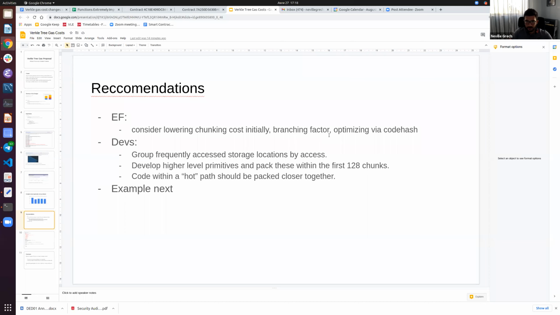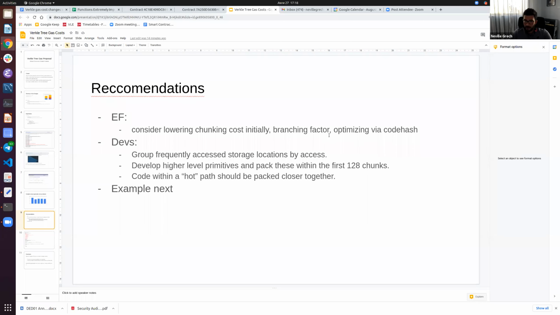For developers, of course, if you group frequently accessed storage locations together, for instance, instead of having two different maps which are indexed by the same thing, you have one map, and the value would be a struct. That's obviously going to be much cheaper to do it like that.